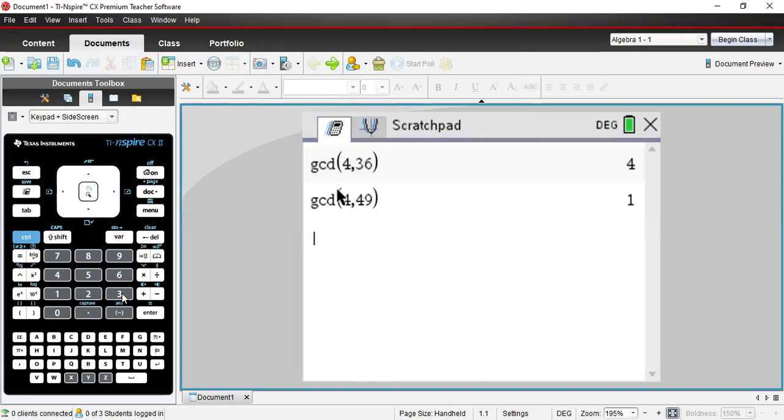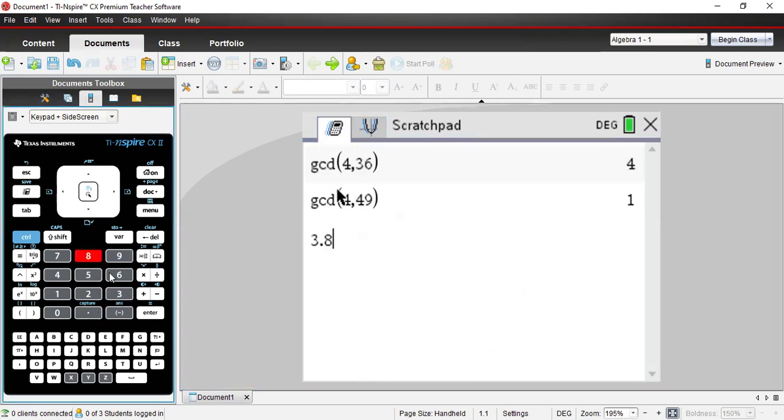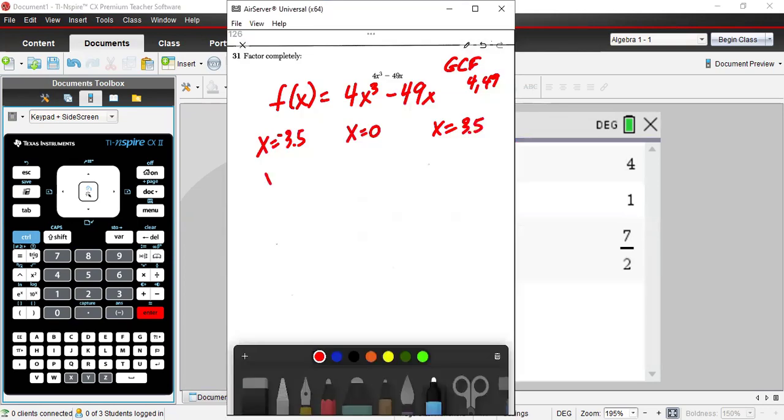So I'm going to do 3.5, and I'm going to do menu 22. And then I press this. So those fractions are going to be, I'm going to rewrite them. So this is going to be x equals a negative 7 over 2. This is still x equals 0. This is x equals 7 over 2.